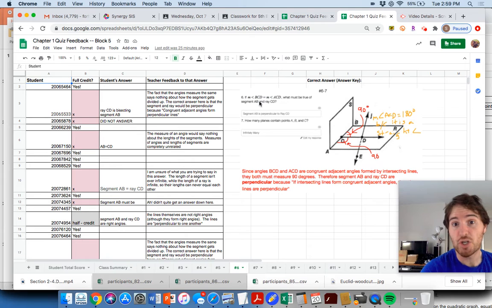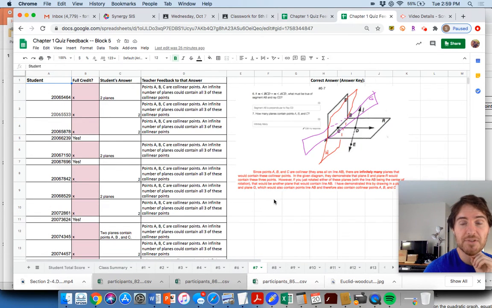So here you need to make a conclusion about the segments, or segment and ray, right? So you couldn't have said, well, then they're right angles. No, that's angles. They're not talking about angles. They're talking about the segments, talking about the rays. So if they're 90-degree angles here, that means the segment and ray are perpendicular to one another. That's a relationship between lines. They're asking you to talk about a relationship between lines because they're talking about segments and rays.